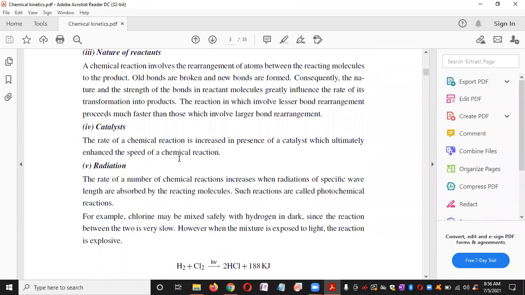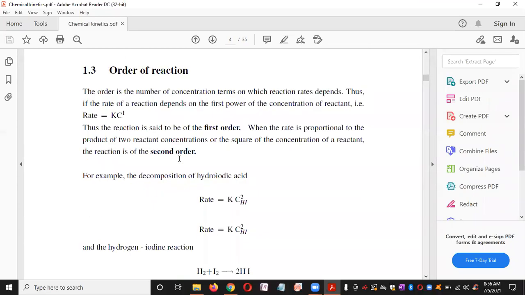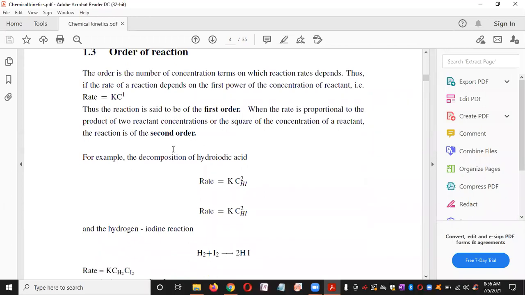And the next topic is order of the reaction. Just now we discussed the order of the reaction, and I am repeating this again. What is order of the reaction? Order is the number of concentration terms on which the rate depends. Order is nothing but the number of concentration terms of reactants on which the rate of reaction depends.